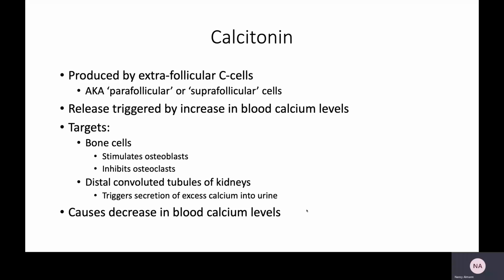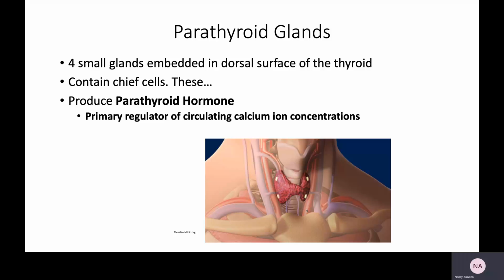It is going to stimulate osteoblasts to lay down more bone matrix. It will inhibit the functions of osteoclasts, which means there will be less bone matrix breakdown and therefore less calcium released. It will also work on parts of the nephron in the kidneys, the distal convoluted tubules, to trigger the secretion of excess calcium, and you will urinate those out. Its job is to decrease blood calcium levels. Please remember that.